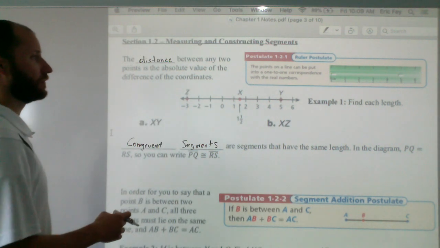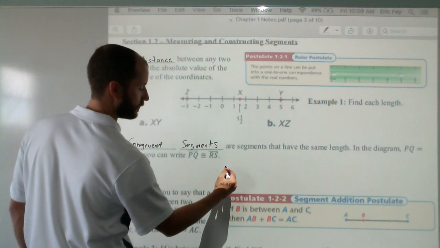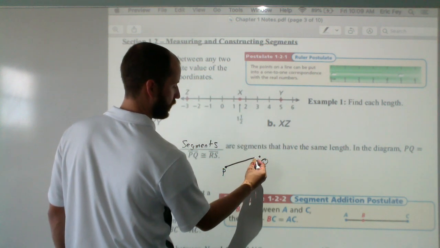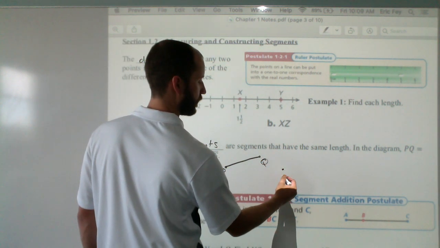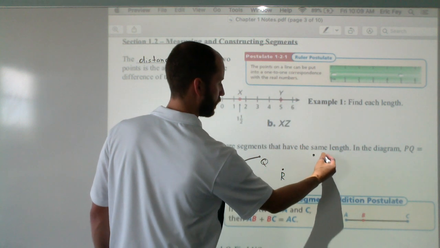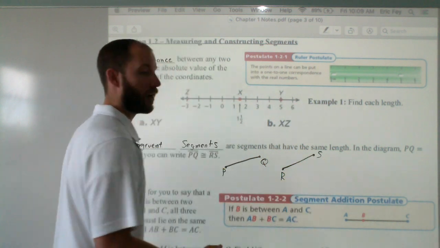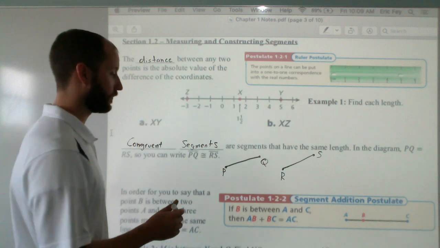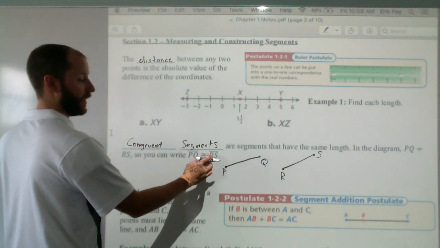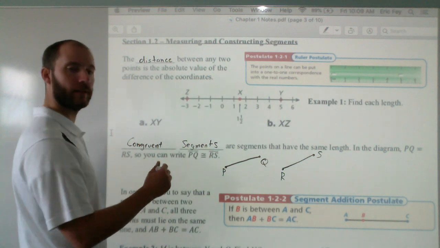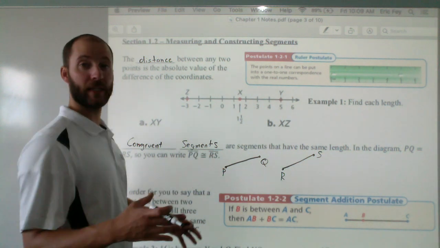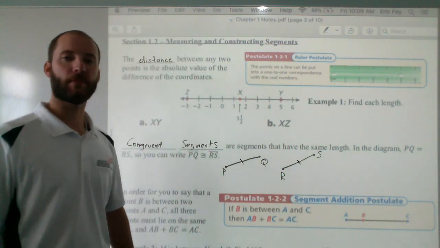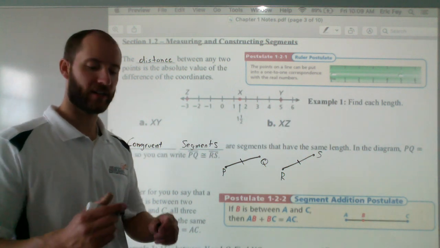Okay, in the diagram, which I'm going to draw, we have segment PQ. We have segment RS. And we're going to say those have the same length. Their measures are equal. So that means we can also say they are congruent. That's that equal sign with a little tilde over it. Now, visually, how we say things are congruent, just put a little tick mark right there in them. That tells us that they are congruent.